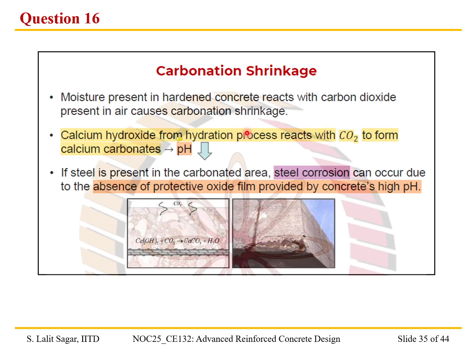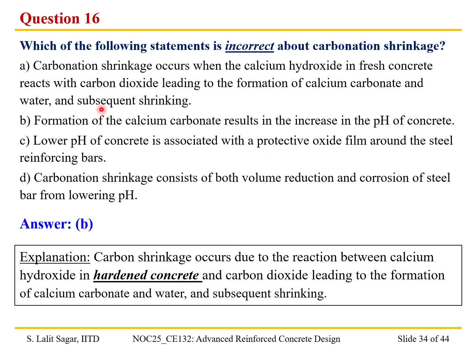As I said, it is the reaction between the calcium hydroxide and carbon dioxide, which leads to a reduction in the pH value. And because of the reduction, the protective oxide film surrounding the rebar gets dissipated or destroyed, and the rebar becomes susceptible to corrosion. So in this question, option B is the incorrect statement. Remaining statements are correct. And again, please make this correction from fresh concrete to the hardened concrete.